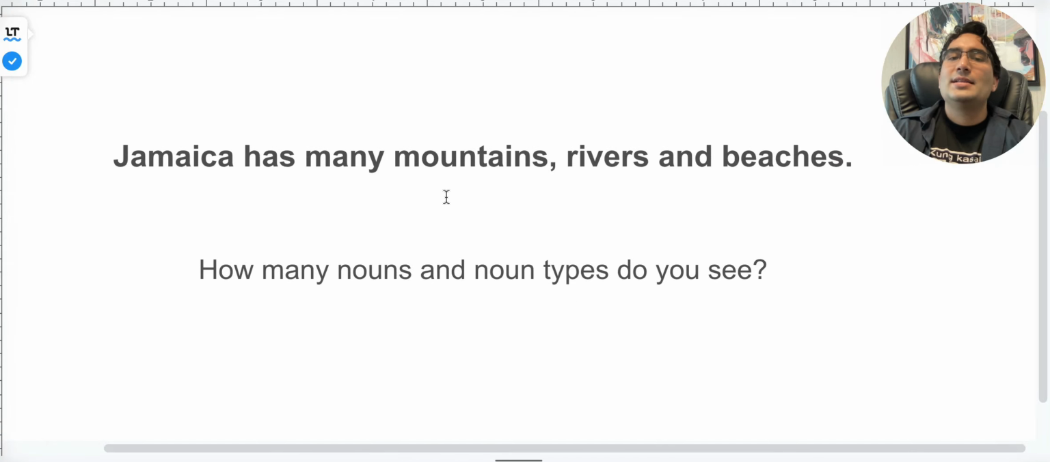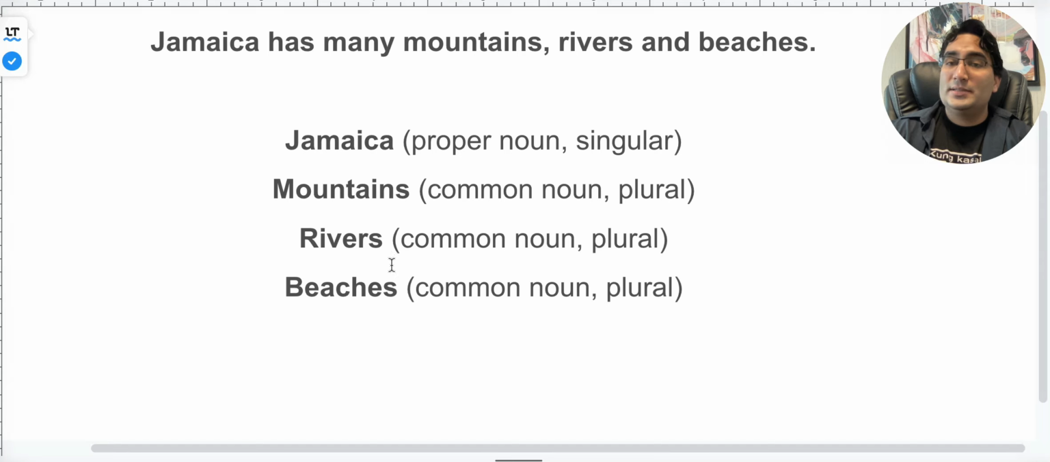Jamaica is a proper noun. It is, again, the name, a specific name, and it is a place. Mountains are a place too, but it's not a specific name, so it is a common noun, and it has S, so it's plural. When we talk about rivers, we haven't talked about a specific river, not a name, so it's a common noun, and it's plural. It has S, so it's more than one river.